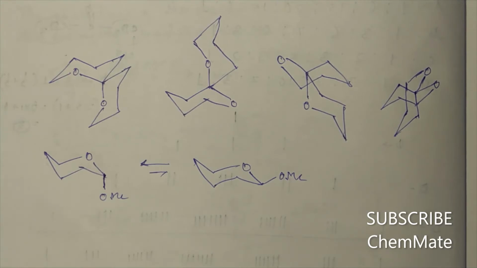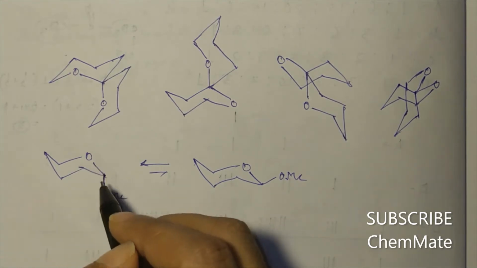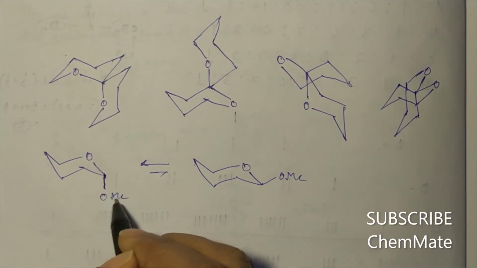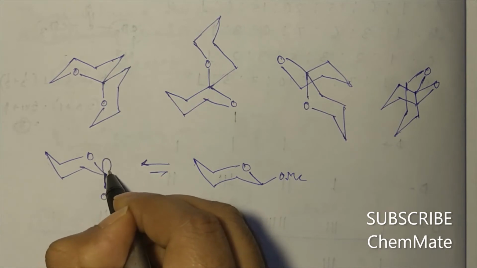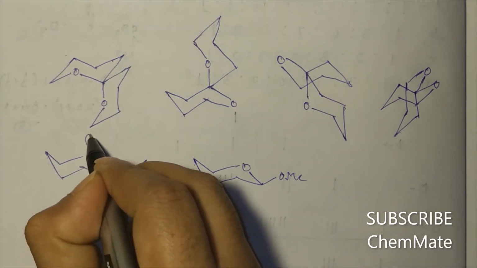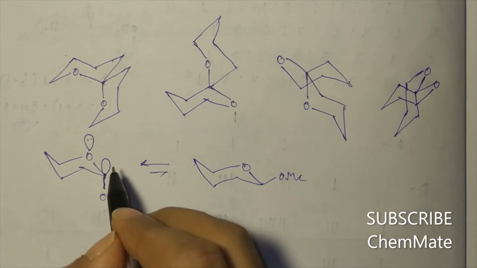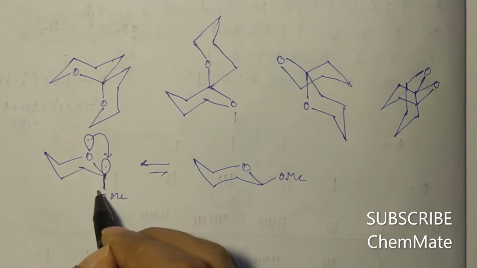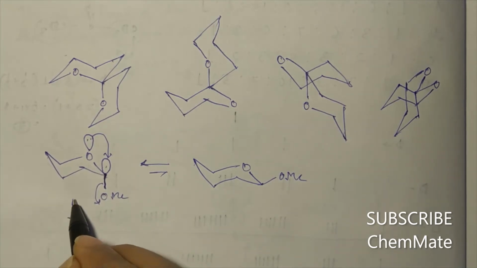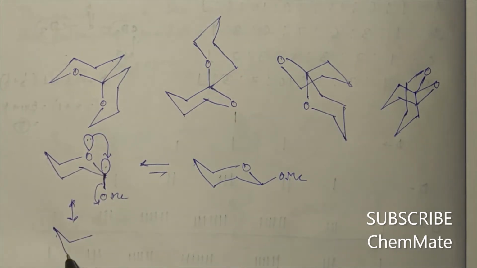So why is it more stable? Because here the OMe group has an antibonding orbital in this direction and the oxygen has one lone pair here. This is vacant and this is filled, so it will give into this orbital, and a no-bond resonance, that is called hyperconjugation, will operate here. OMe minus. So due to this it is more stable.